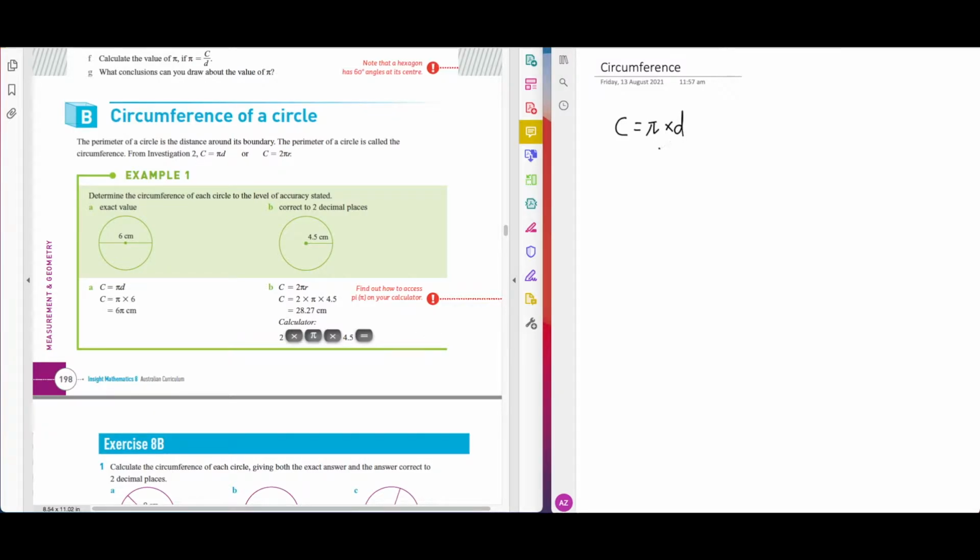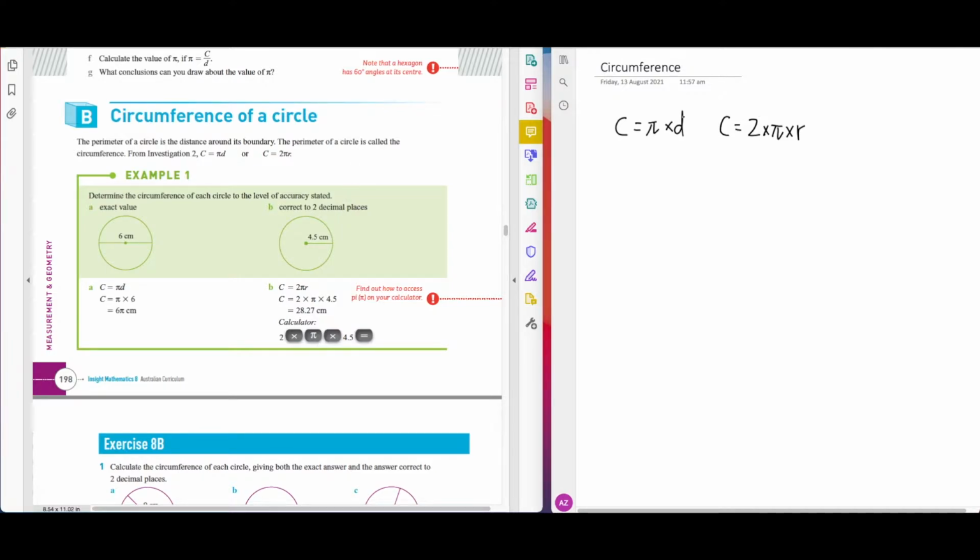Now if you still remember from the previous lesson, the diameter is basically the length of a line that goes through the center, right? The other formula is circumference is equal to 2 times pi times the radius. And if you still recall, radius is basically the length that goes from the center of the circle to the circumference of the circle.